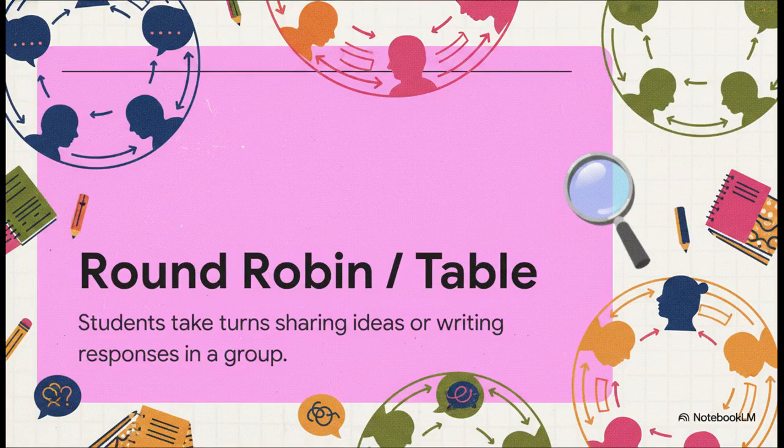Enter strategy 5, round robin or round table. This is highly structured. Students literally take turns sharing ideas or writing responses in a strict sequence. It guarantees absolute equality and participation. Nobody can hide and nobody can dominate. It generates a ton of brainstorming ideas while actively building their listening skills.